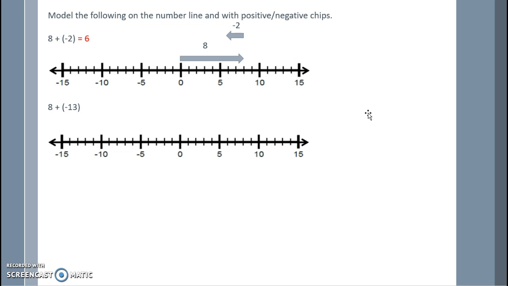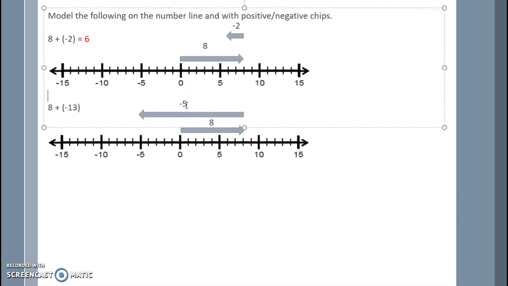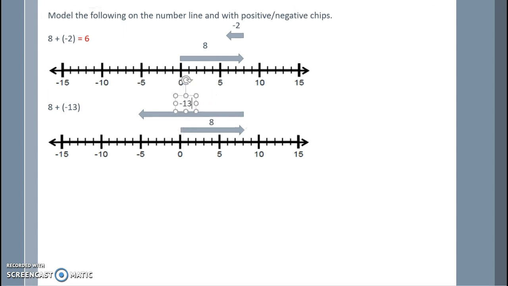Now 8 plus negative 13. Again, we'll start at 8, and this time we will add negative 13. So we need to go 13 in the negative direction. I was giving the answer, apparently. So we have to think about how far we would go. Well, from 8 to 0 is 8, and then we would need to go 5 more to make our total distance 13, negative 13. So our final answer would be negative 5.